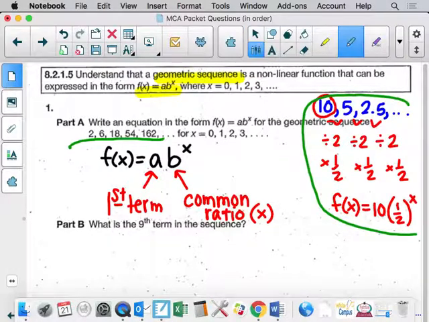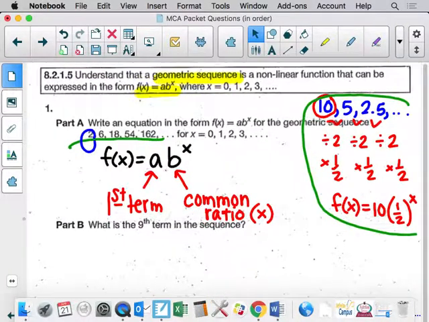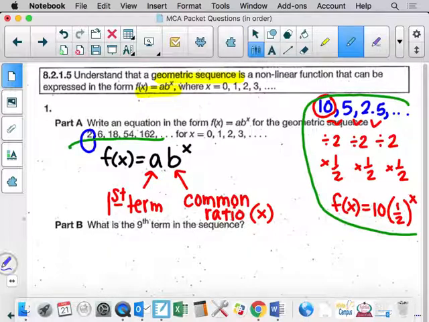The first term in our sequence here is 2, and then hopefully you can tell that if it goes from 2 to 6, it's being multiplied by 3 each time. So filling in our equation here, f of x equals the first term, which is 2, times the common ratio, 3 each time. So f of x equals 2 times 3 to the power of x.